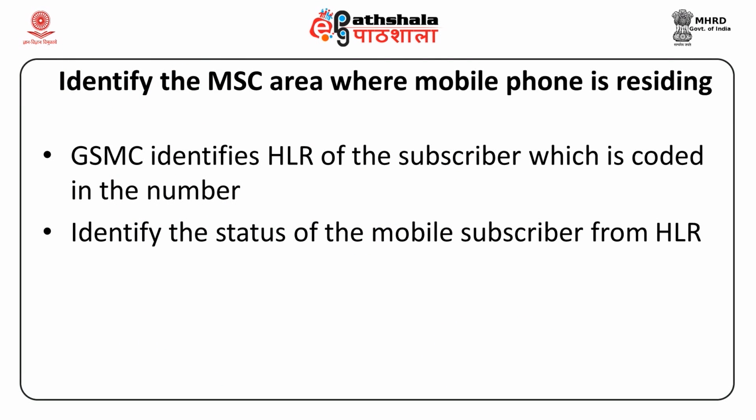Now, the GMSC should forward this call to the MSC area where the phone is residing. Now, this is a mobile terminating call. We know that GSM provides roaming. So, the mobile phone can be anywhere in the GSM network. So, how to identify where the mobile phone is residing? The information about the MSC or VLR area in which the mobile phone is residing has to be retrieved.